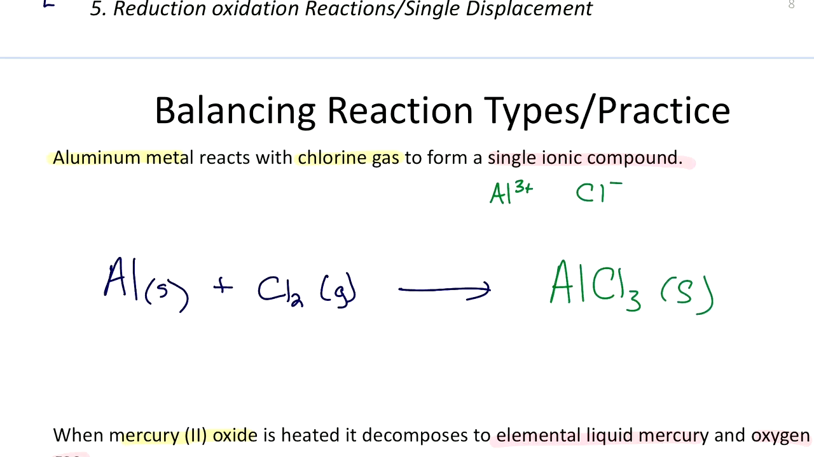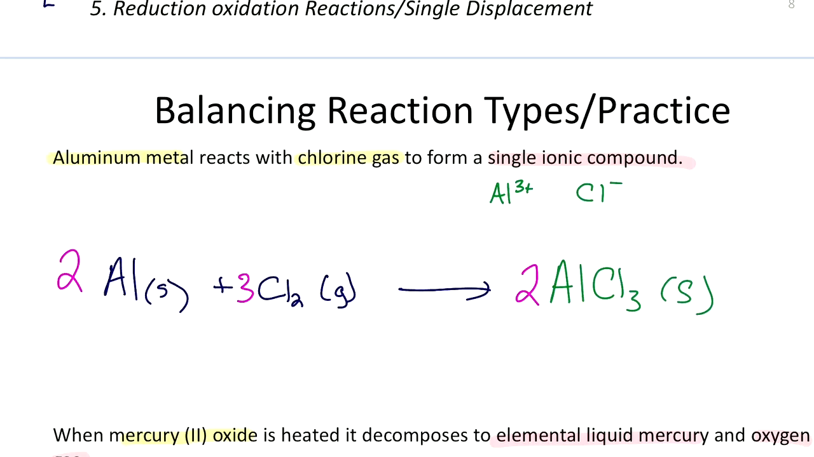So how can we balance it? There are 2 chlorines on one side, 3 on the other side. So my best guess is to put a 3 here and a 2 there, so then you balance the chlorines. And then the tip, as I mentioned before, is if you have an element that's alone, try to balance that last so you don't screw up everything else. Then we can simply add a 2 in front of that aluminum to make all the atoms balanced.